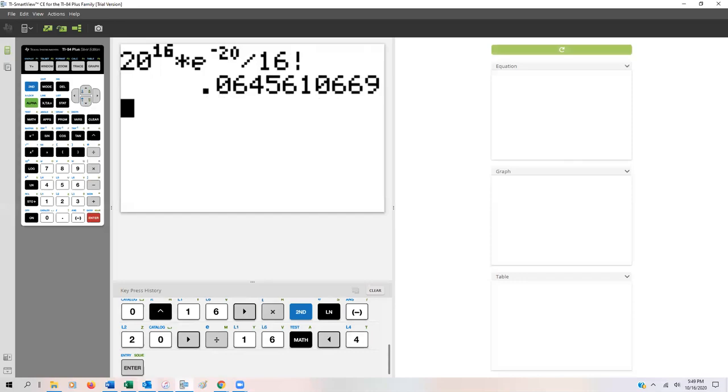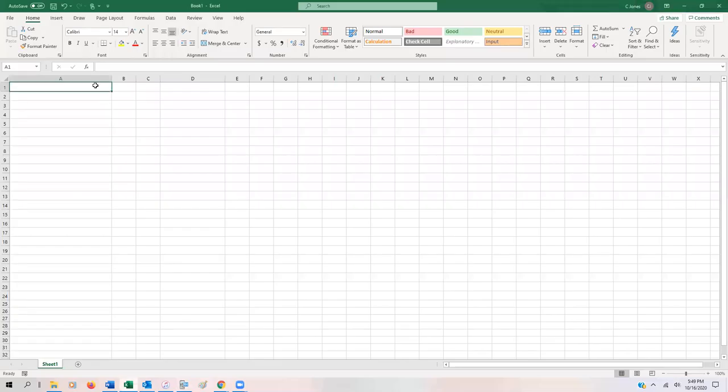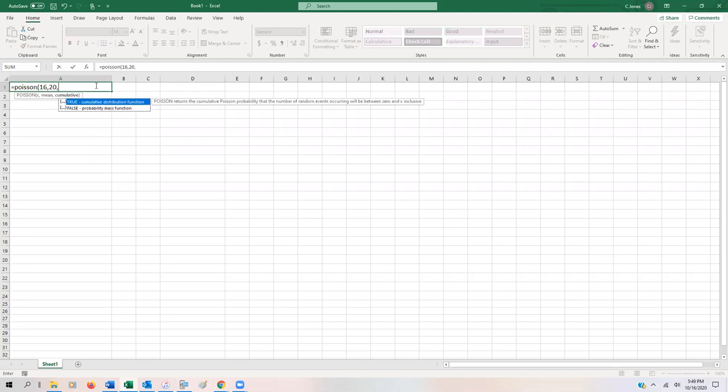Now let's see how to do that in Excel. All right, so in Excel, here's what you're going to do. You're going to type equal Poisson, and you're going to type in x, and I'm going to show you what the syntax is in a moment, or the parameters. So x is 16 for us. The mean is going to be 20, and because we want exactly, we're going to type in false, right? So again, anytime you just want exactly, you type in false.